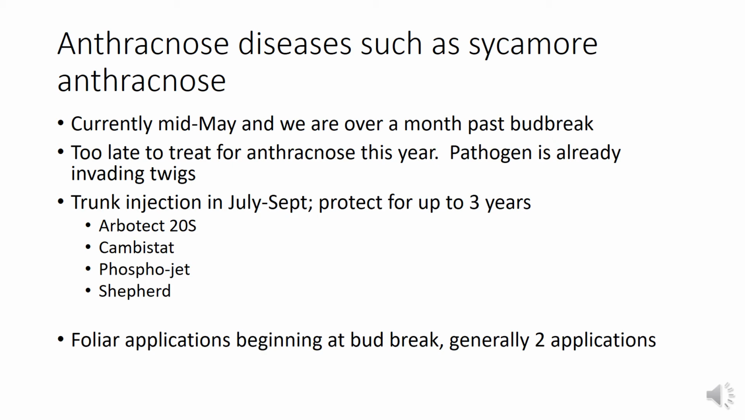If you were worried about sycamore anthracnose, perhaps you have a history of a problem, then next season we can anticipate this disease and begin foliar applications of a fungicide beginning at bud break. And generally you will need 2 fungicide applications about 10 days apart.